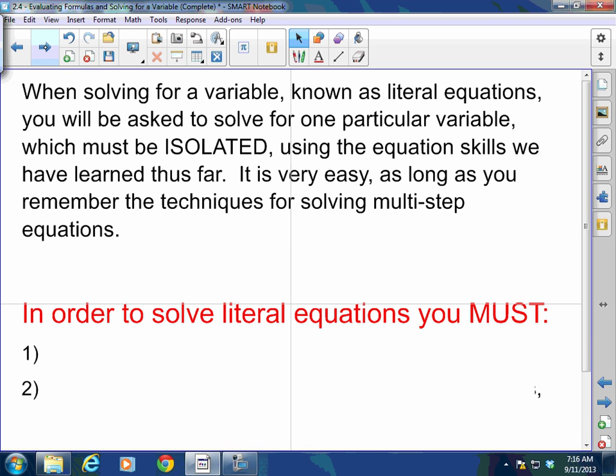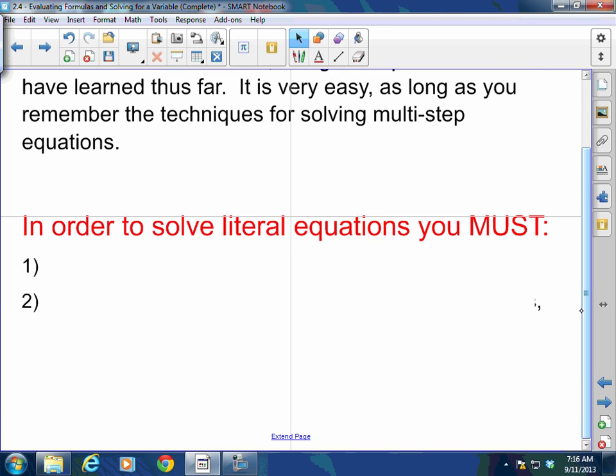Now, when solving for a variable, okay, we're going to switch to something new now. When solving for a variable known as literal equations, you will be asked to solve for one particular variable which must be isolated. Okay, you got to isolate that particular variable. Using the equation skills we have learned thus far. It is very easy as long as you remember the technique for solving multi-step equations. Now remember, when we're talking about multi-step equations, we learned those steps. You got to know them.